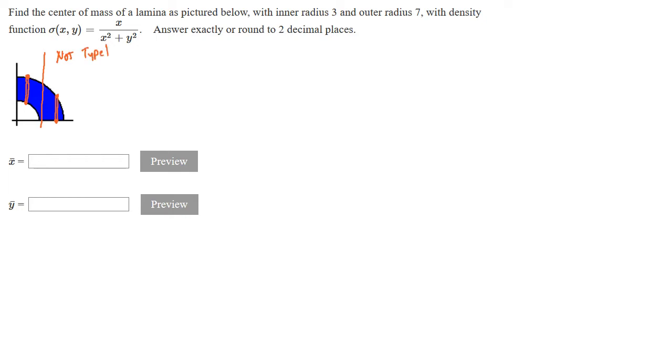This is not a type 1, and you can verify it is also not a type 2. So that means you would have to set up two separate integrals, and that's just for finding the mass. Then you still have to do 2 for finding the moment about x and 2 for finding the moment about y. That's not going to be too cool. So we're going to do this in polar coordinates.